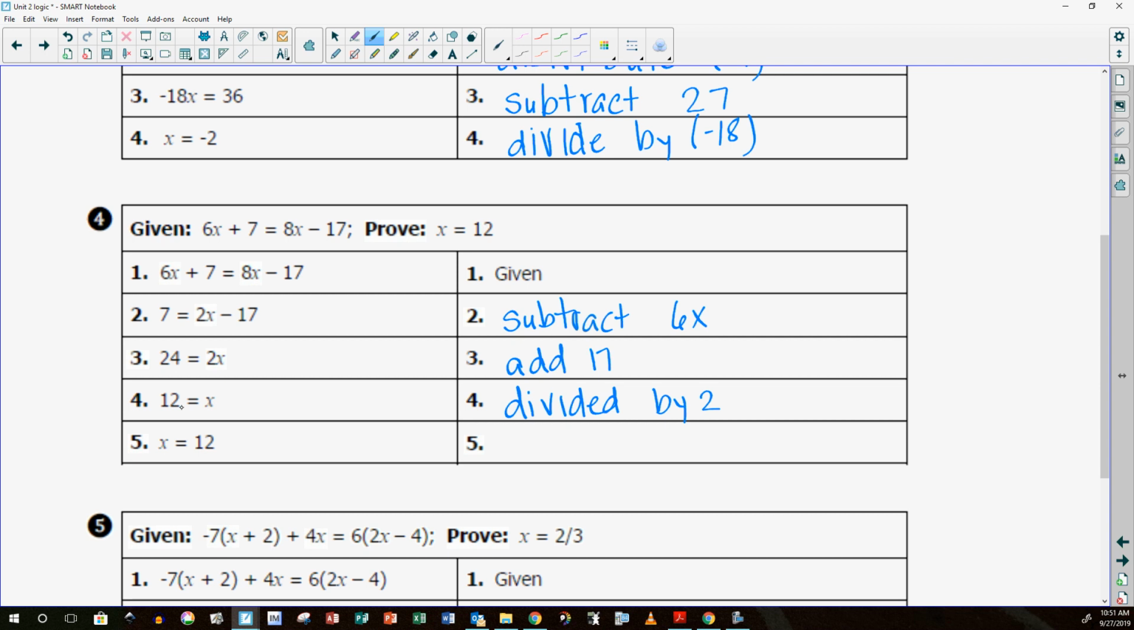And then I noticed that to go from 12 equals x to x equals 12, they just switch places, which is that property of symmetric.